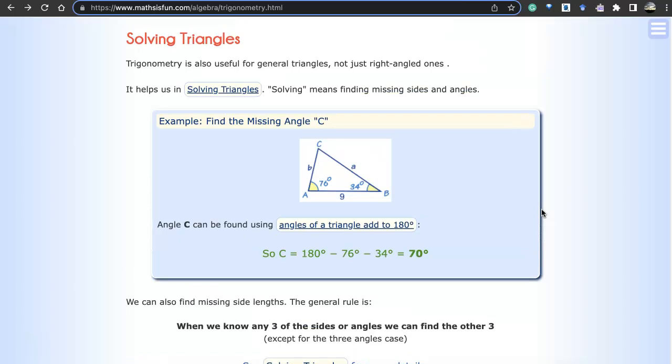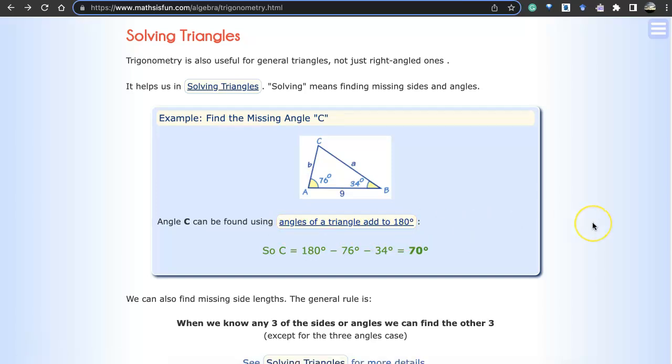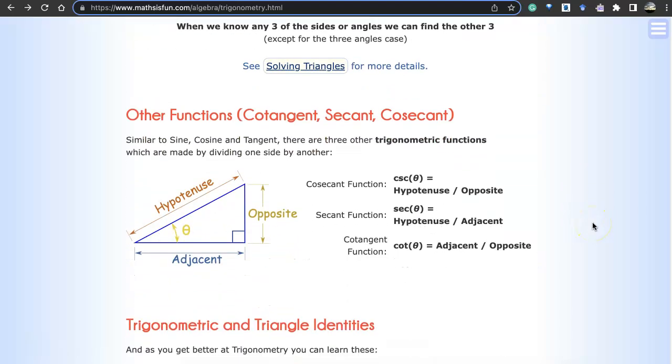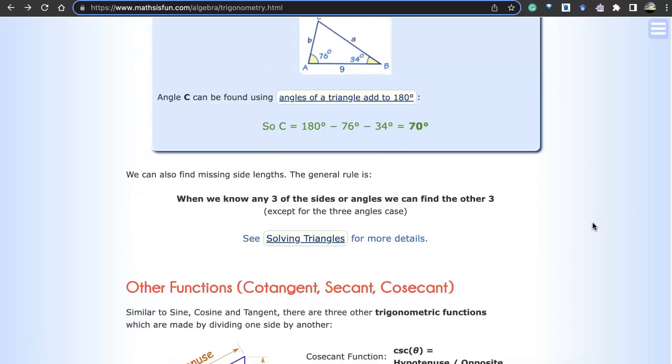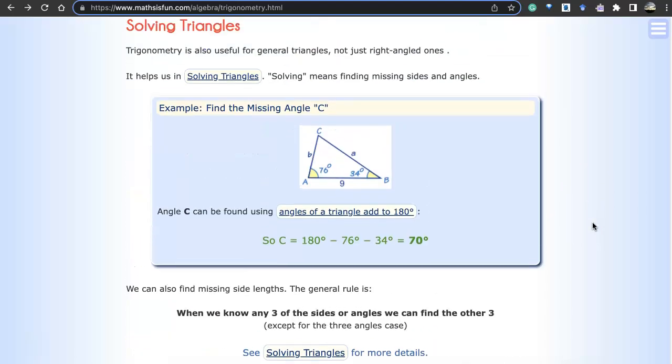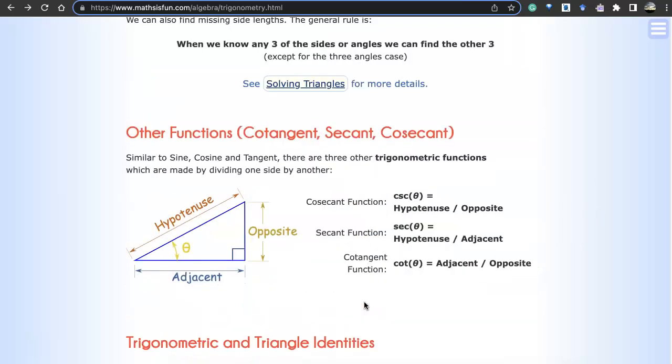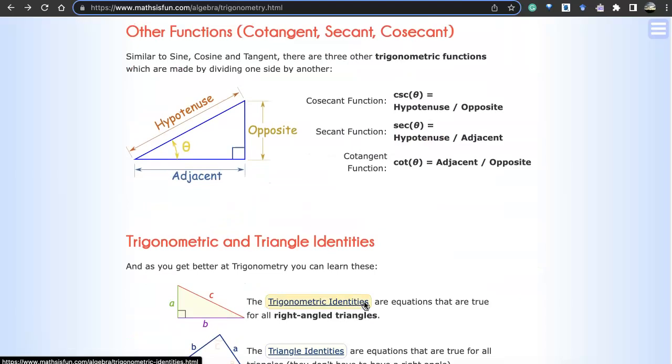Here's an example where we're solving a triangle by finding a missing angle. And notice that they're using the fact that the angles of a triangle add to 180 degrees. However, that's about all we can do with the trig that we know at this point. Okay, so let's keep on moving to other trig functions.